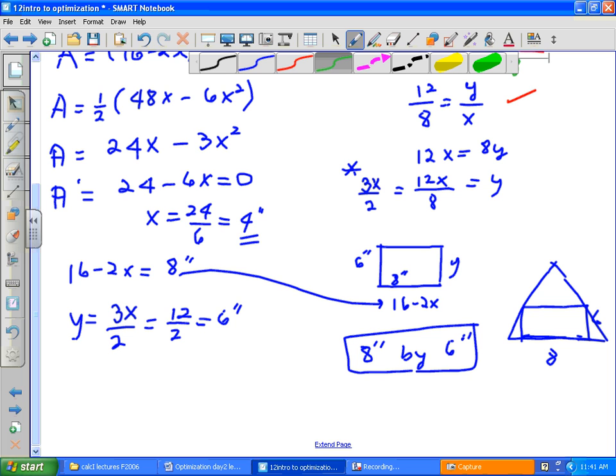How do we check the answer? Once again, take the second derivative of the area function. In this case, it's negative 6. It's always negative, meaning always concave down. So the point that we obtain, indeed, is a maximum for the area function.